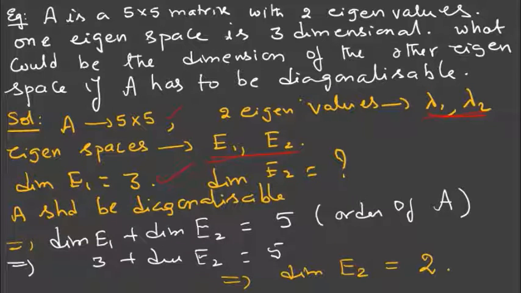Then what is the question asked? If A is to be diagonalizable, what must be dimension E2? A should be diagonalizable implies dimension E1 plus dimension E2 is equal to 5. That is the order of A. So 3 plus dimension E2 is equal to 5. Therefore, dimension E2 must be equal to 2.